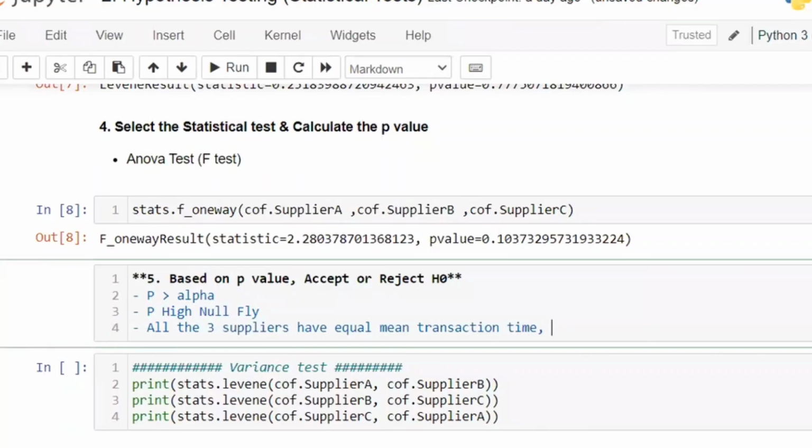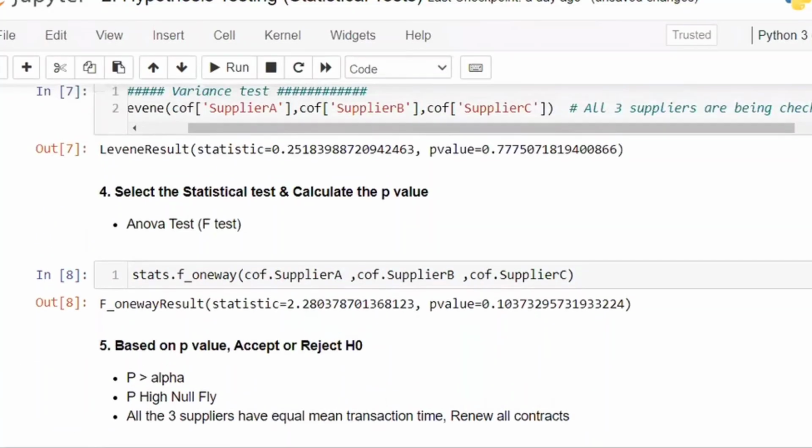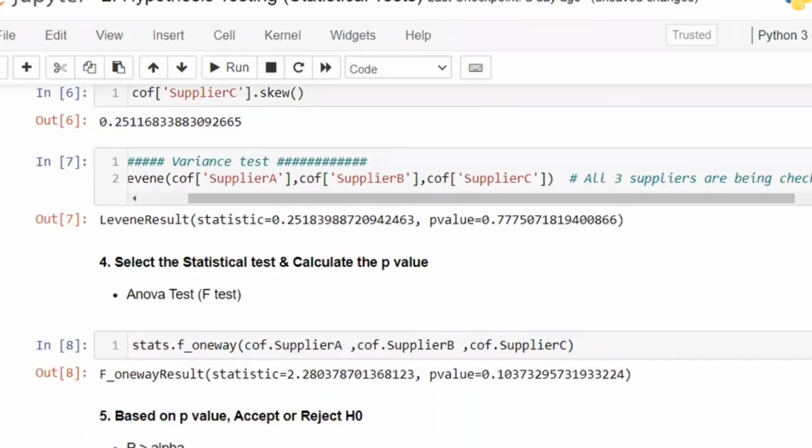As a data analyst, you have concluded to renew all the contracts. All suppliers have equal transaction time, so renew all the contracts. For example, in this case, all the variances are equal, so you go with the ANOVA test. If the variances are not equal, then we have to go with the 2 sample tests, between A and B, B and C, C and A. You have to check 2 at a time, see which pairs have equal variances and which do not, and according to that, proceed with the 2 sample equal variance or 2 sample unequal variance test.